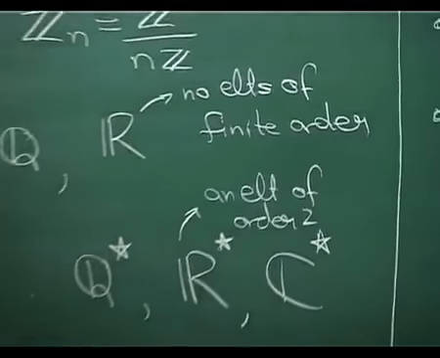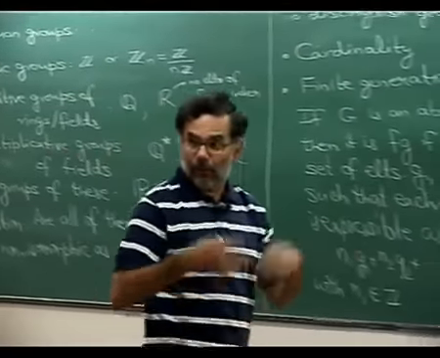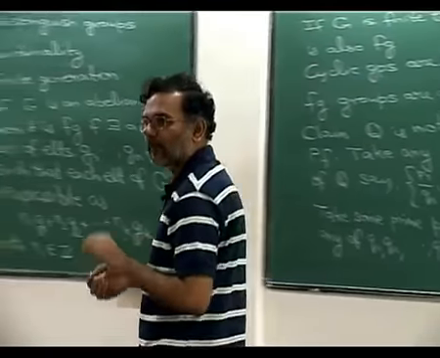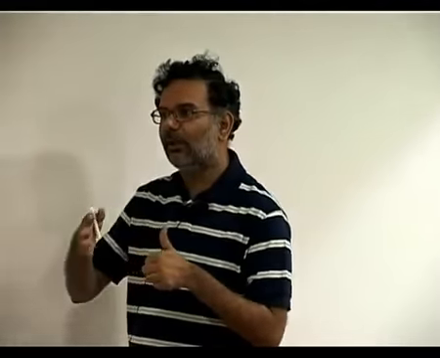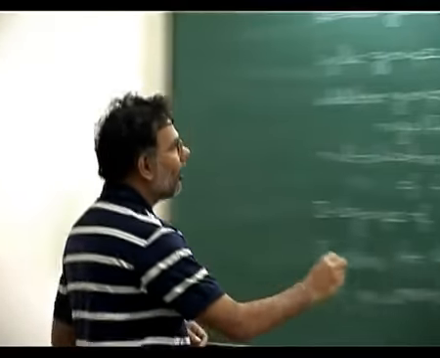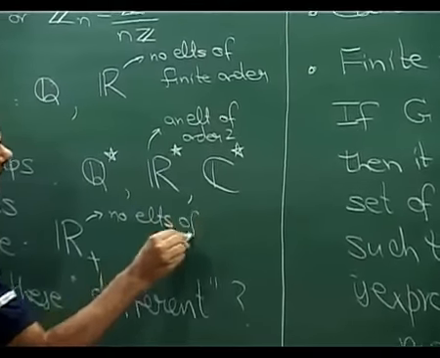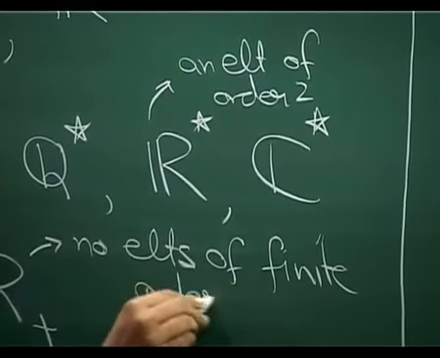Okay. Now what about R plus, positive real numbers under multiplication? Now are there elements of finite order? If I take a positive real number and keep raising it to any power, I will never get 1 unless I started with 1. If it is bigger than 1, it keeps on becoming bigger. If it is smaller than 1, it keeps on going towards 0. You will never get 1 unless you started at 1 itself. So this also has no elements of finite order.